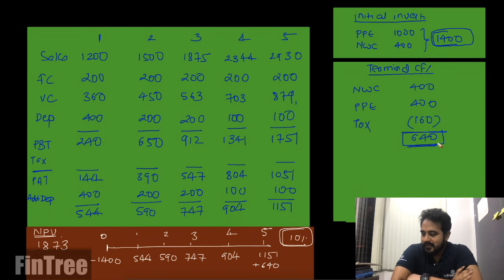The question Aniket has asked is, what if there's an operating loss? I'll be covering one such scenario in tomorrow's session, Aniket. Same timing.